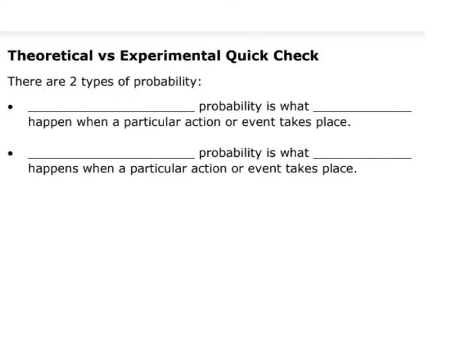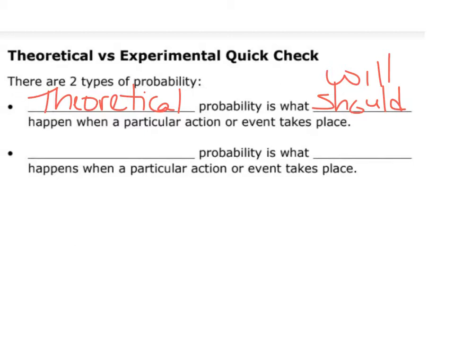Okay, so there are two types of probability. The first is theoretical probability, and it is what should happen or will happen when a particular action or event takes place. Experimental probability is what did happen when a particular action or event takes place.